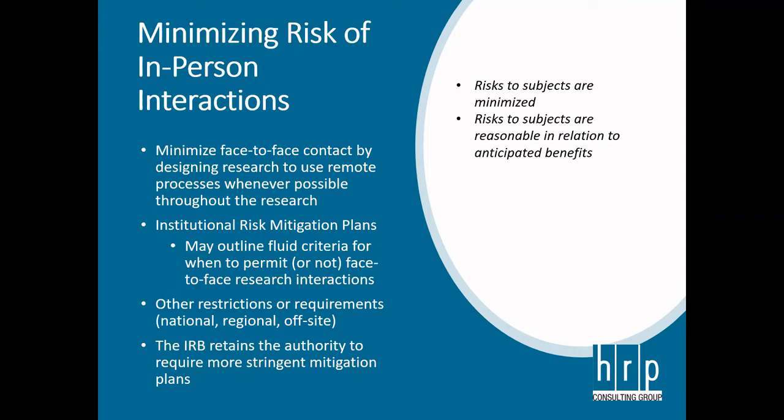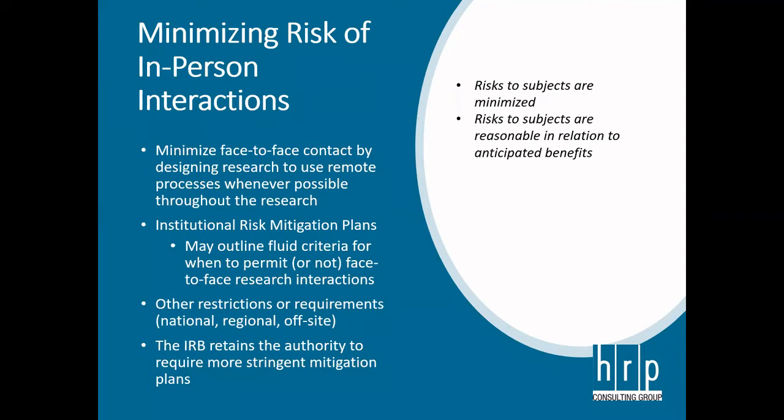It's also important to keep in mind any institutional risk mitigation plans in place at Kean University. Typically, these plans outline requirements for being on campus. If any precautions need to be taken, those need to be followed. And these plans may also outline fluid criteria for when to permit or not face-to-face research interactions, or other stipulations regarding human subjects research. So it's important to always stay abreast of what the current institutional risk mitigation plan allows for at your institution.